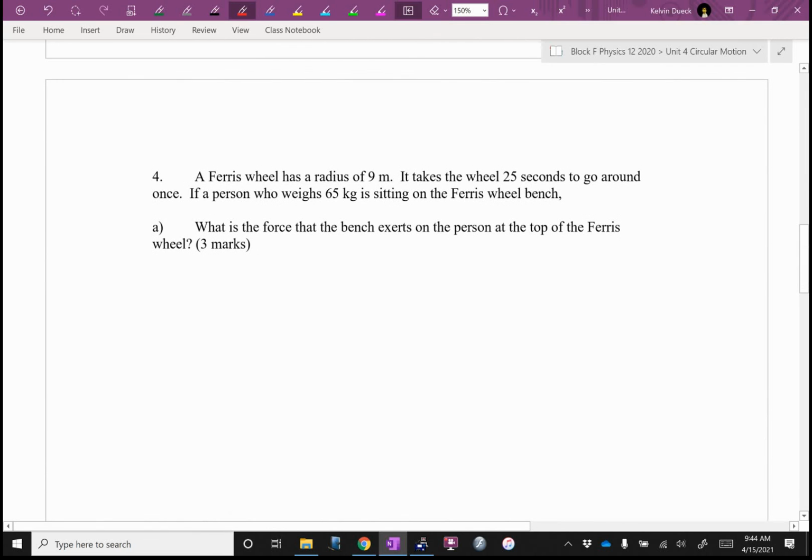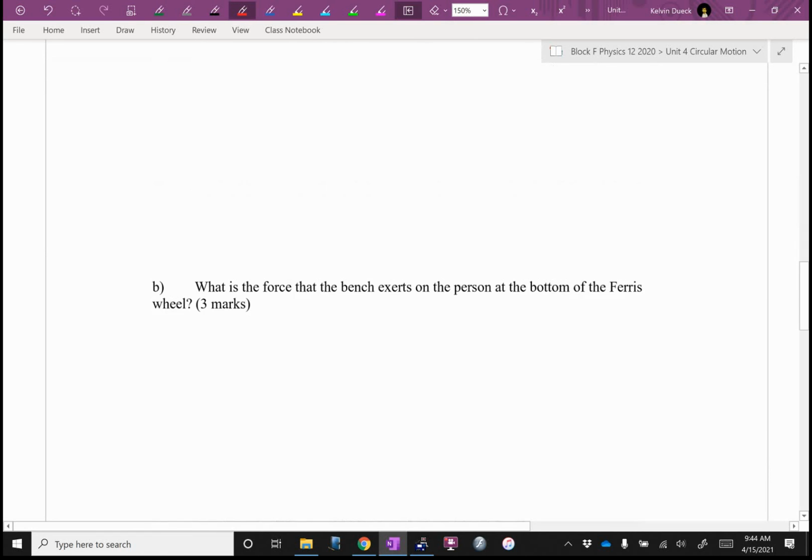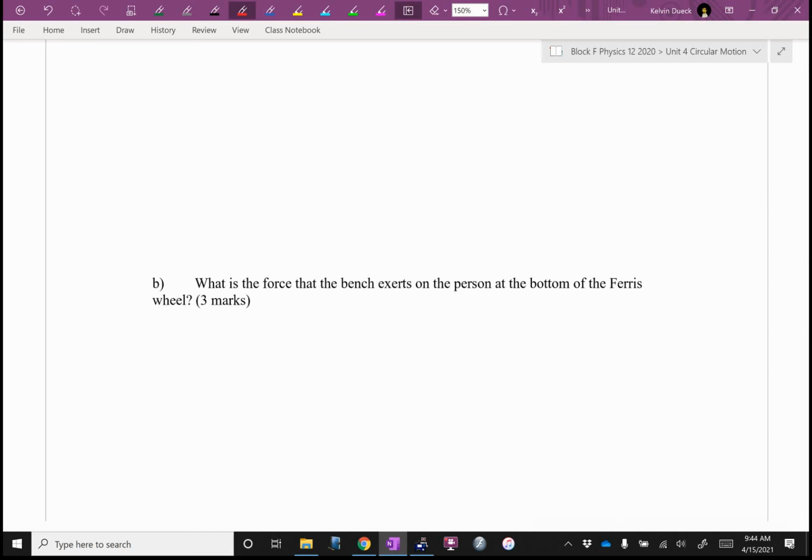Ferris wheel. Now you're going to need to do a free body diagram. So A wants the force that the bench exerts at the top of the Ferris wheel. It really wants you to find the normal force. B wants the force at the bottom of the Ferris wheel. They won't be the same. One of them will be bigger than your normal. One of them will be smaller than your normal.